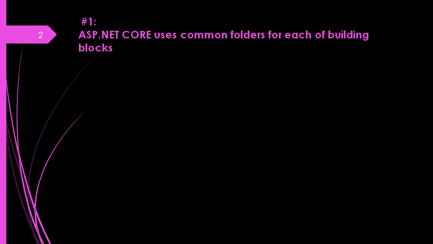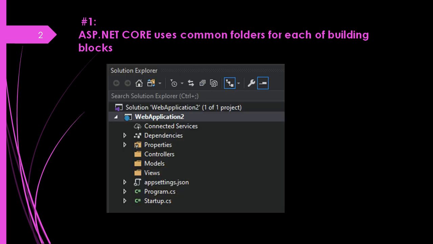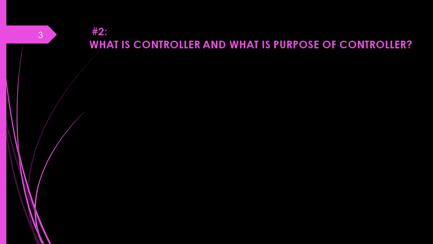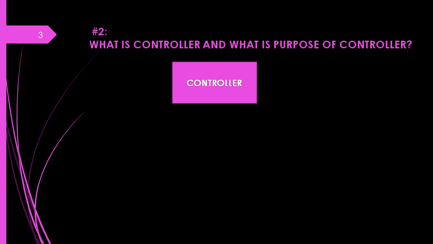So ASP.NET Core uses common folders for each of the building blocks. If you observe the structure of the project of our application, that is the grocery store application, you can see that there are three folders created: controllers, models, and views. And these common folders include the required files which we have to provide inside each of these folders. Okay. So now what is a controller and what is the purpose of a controller?